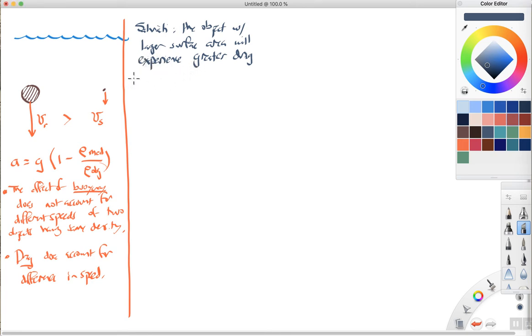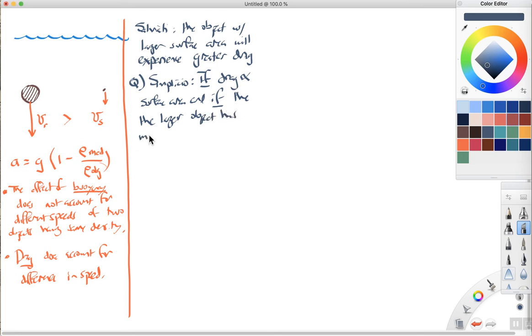And this is exactly what Simplicio raises. So what is the question that arises now? Simplicio says, wait a minute. If, as you're saying, the one with a larger surface area experiences more drag, and the larger object obviously has larger surface area, shouldn't the larger object experience more drag and hence fall more slowly? If drag is proportional to surface area, and if the larger object has more surface area, SA, then it should fall more slowly, which it does not.